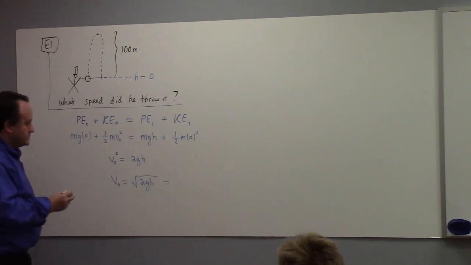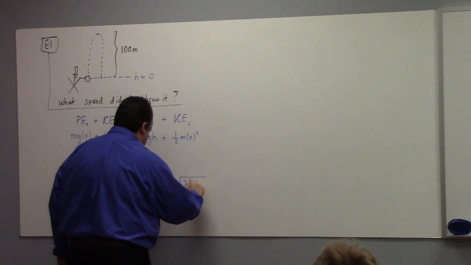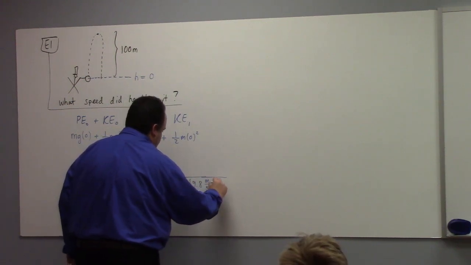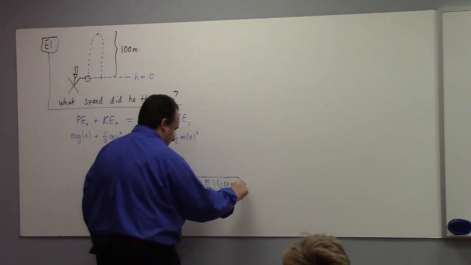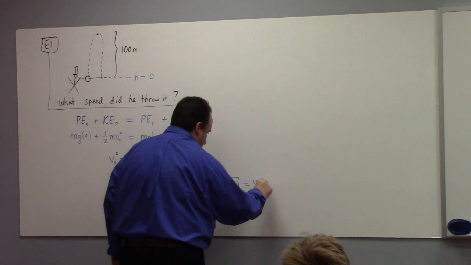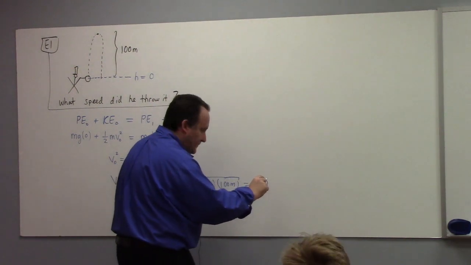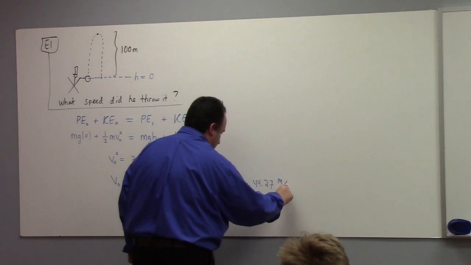44.27? That sounds right. Let me work it out here. 2 times 9.8 meters per second squared times my height, which was 100 meters. And it was rumored that this is 44.27 meters per second. So there you go.